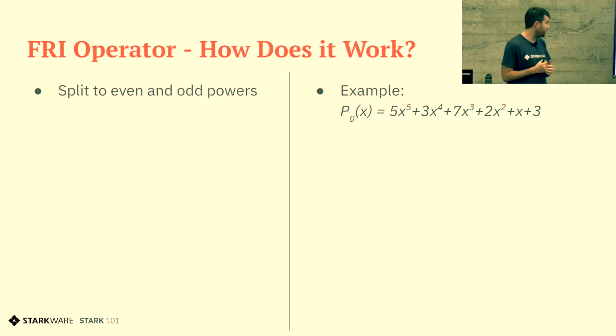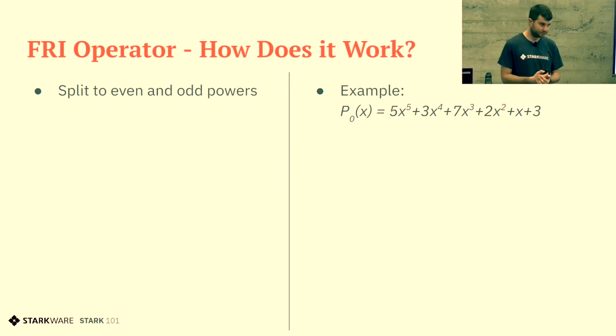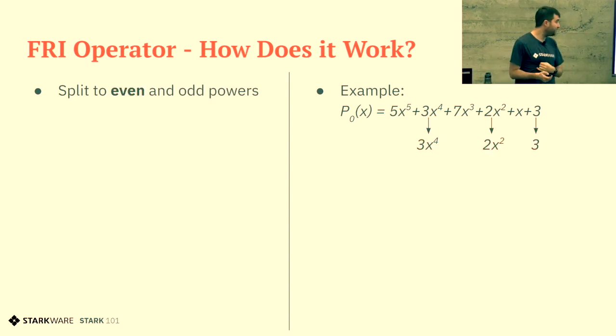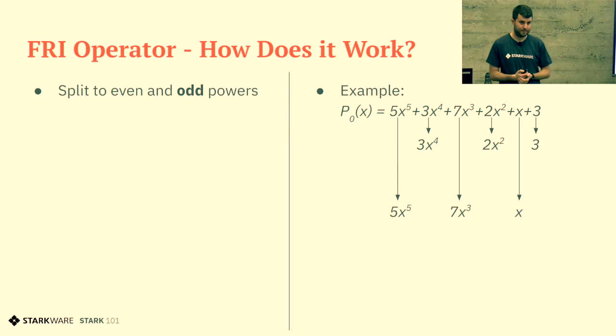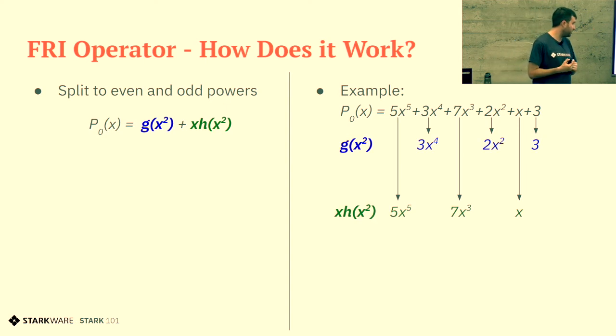So we start with the function p0 of x, which is this function. On the left side, you will see the explanation. We start by splitting the function into even and odd powers. In this case, those are the even powers in the top line, and the odd powers in the bottom line. So we can write p0 of x as g(x²) plus x·h(x²). Each polynomial we can write as the sum of the even and odd powers in this way. The upper line is g(x²), and the lower line is x·h(x²).